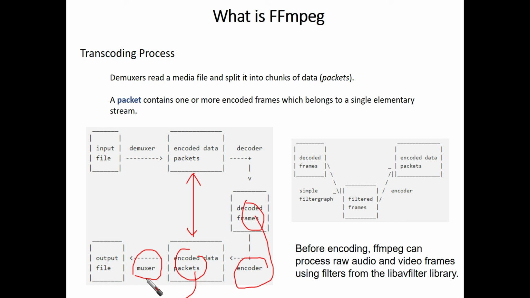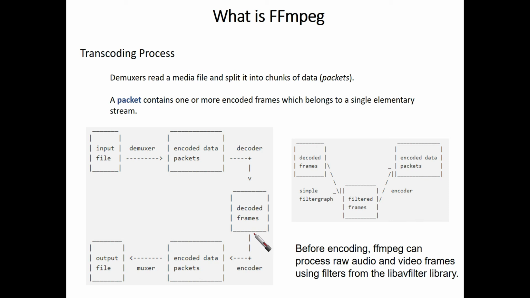And the muxer, what does that do? Using the encoded packets, it combines them into a single output file. So that's how the transcoding process works in ffmpeg, a generic structure or flow of the data.